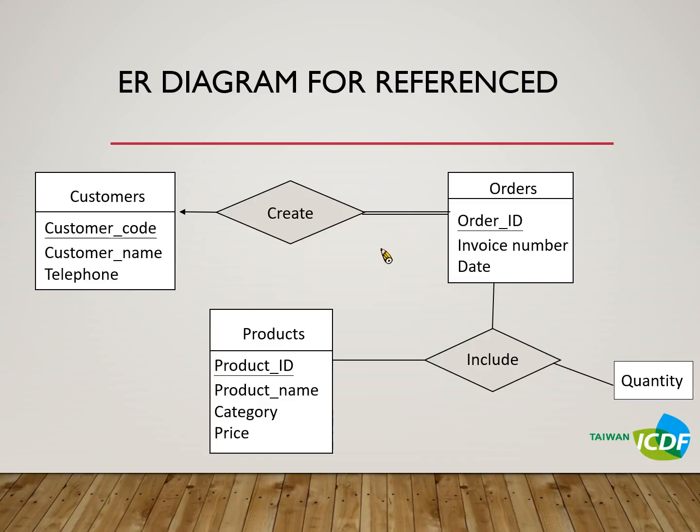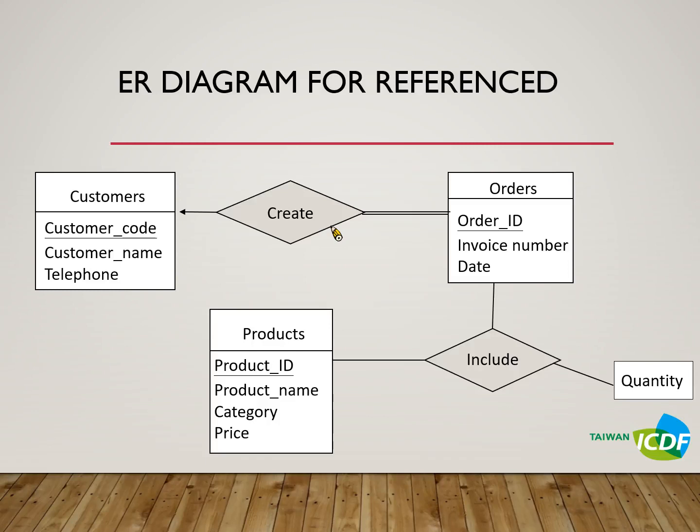In this ER diagram, the entity sets include customers, orders, and products. Each entity set records its own attributes, and the underlined attributes denote key attributes. In addition to the entity sets, we can also see the relationships existing between different entity sets.